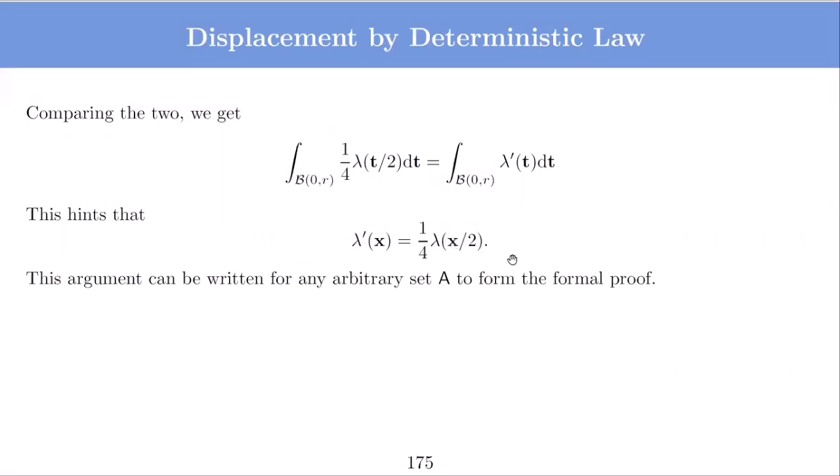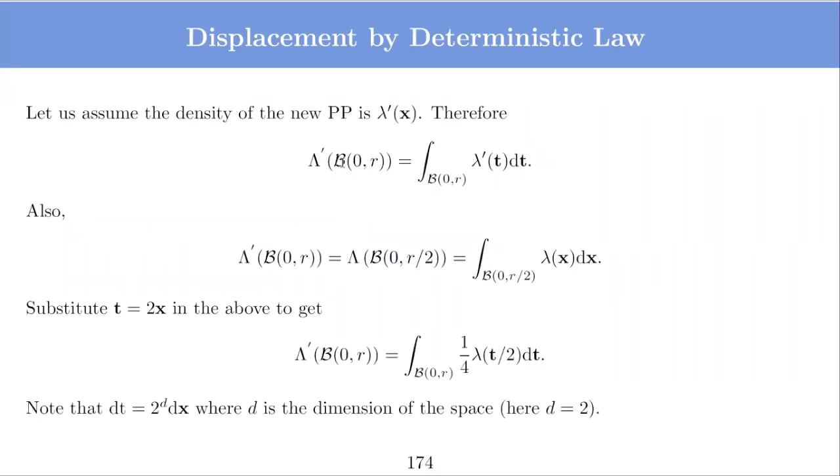Okay, so this I have proved for a ball of 0 r, but to say that these inner terms are equal, this needs to be true for every possible set A. So you can very easily write this proof in terms of a general A also to complete this proof.